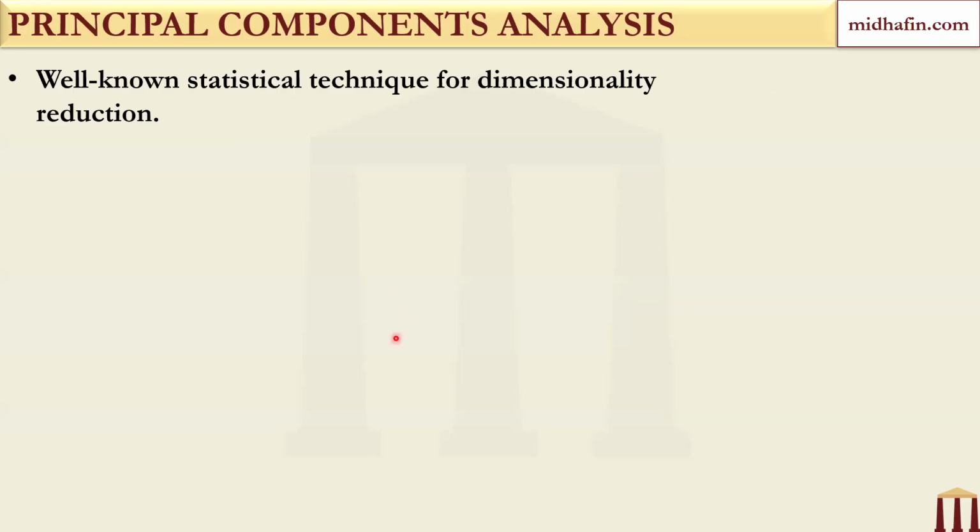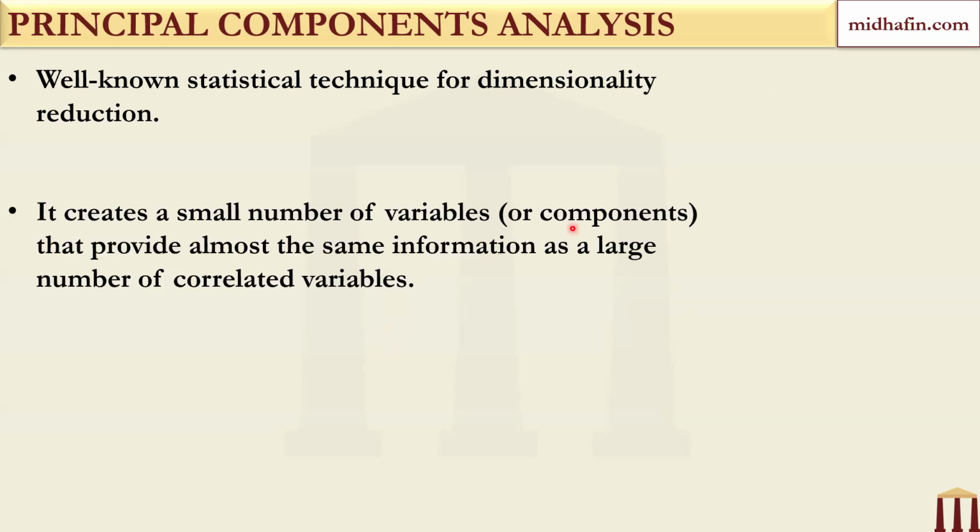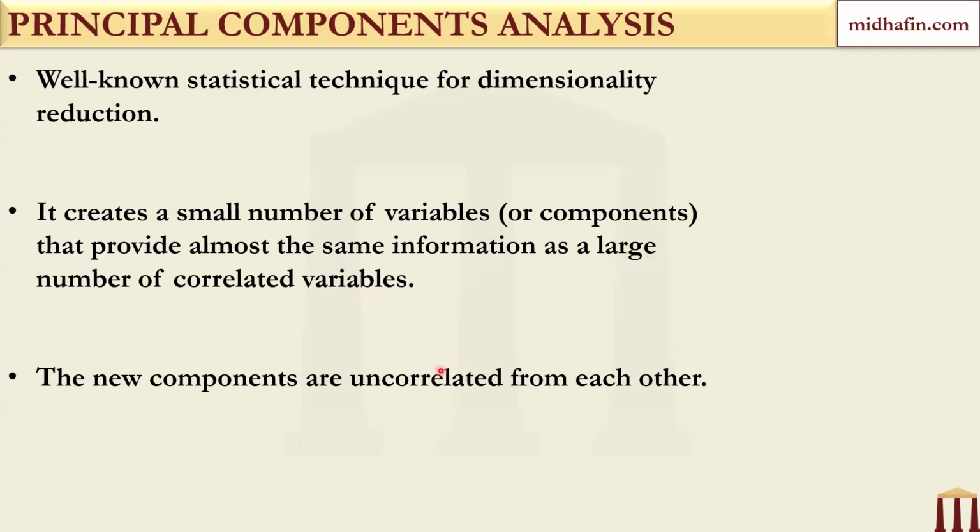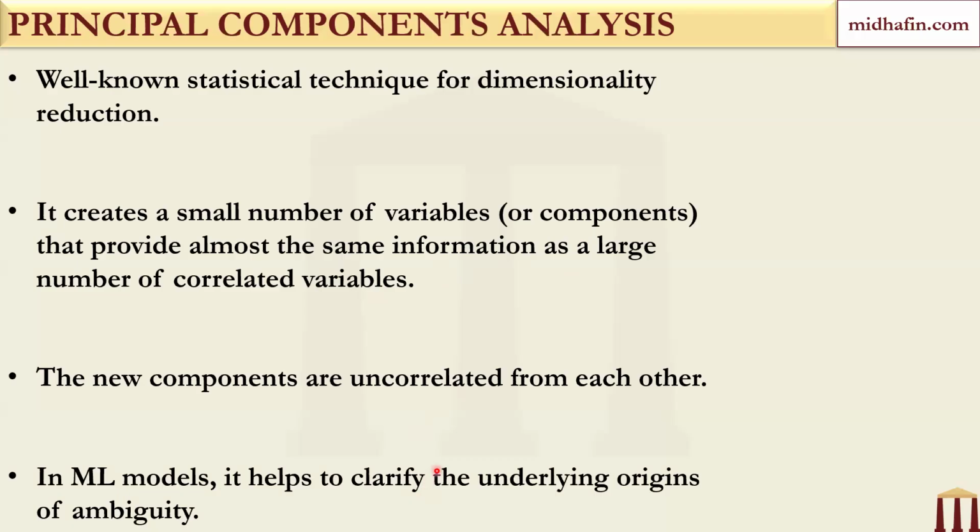These new components provide the same information as the large number of correlated variables, and these new components will be uncorrelated with each other. In machine learning, it helps to clarify the underlying sources of variation. Now one example which we are going to see is the yield curve example.